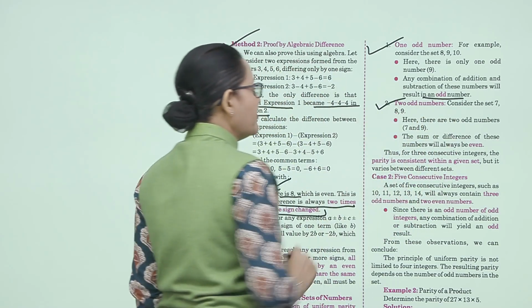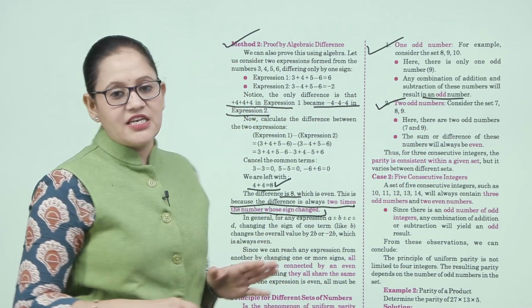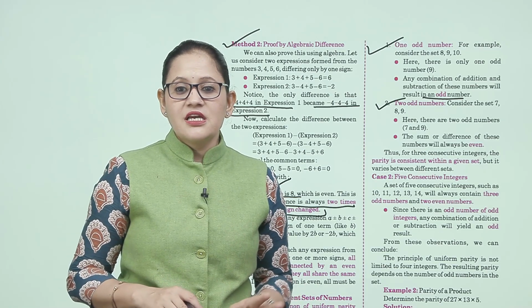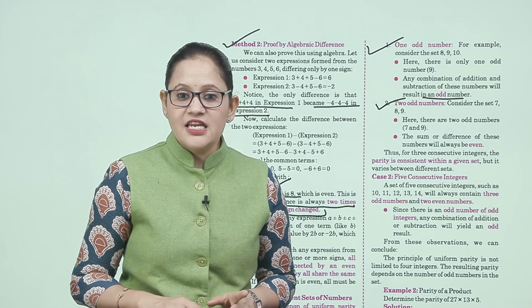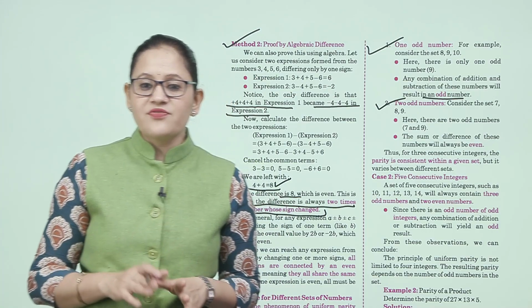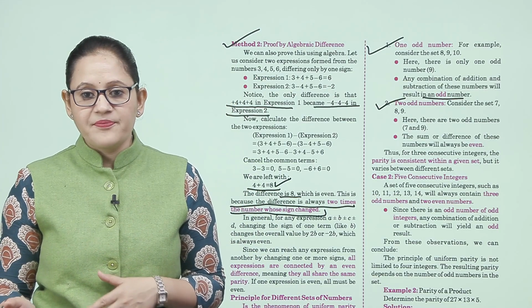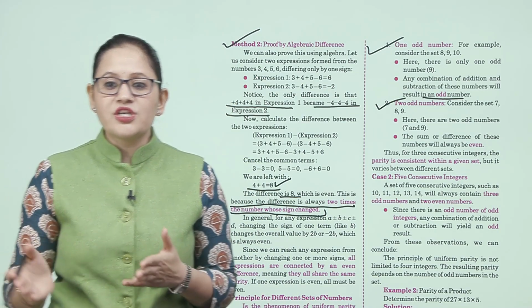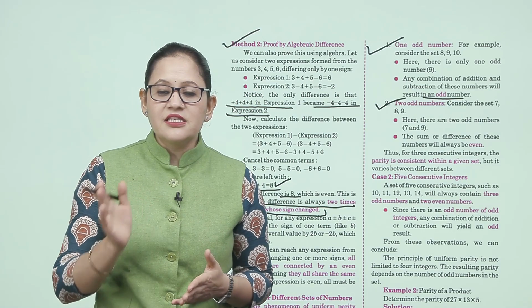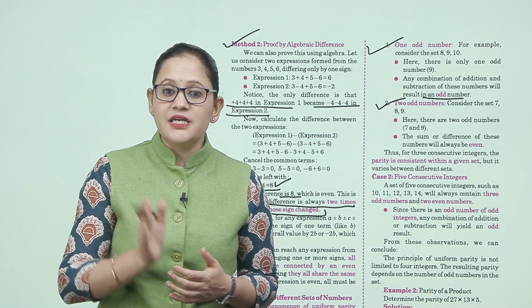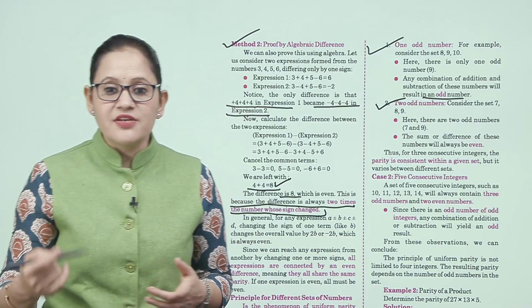Now, if 2 odd numbers are there, consider the set 7, 8, 9. There are 2 odd numbers, that is 7 and 9. The sum and difference of these numbers will always be even. Thus, for consecutive integers, the parity is consistent within the given set, but it varies between different sets.